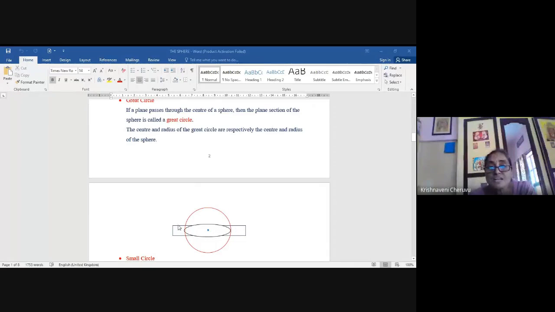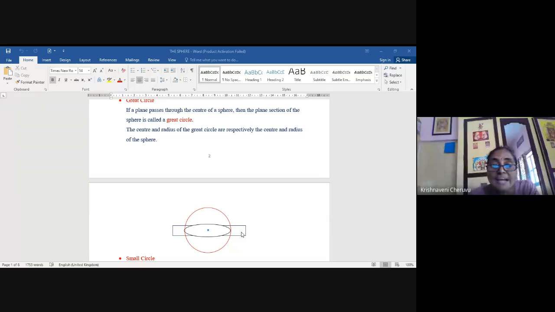See here, the sphere is intersected by a plane and you get a circle. Here you imagine, observe girls, this is the center of not only the sphere, it is also the center of the circle. So when the circle is a great circle, remember the center of the sphere lies on the plane. That is the very first point.